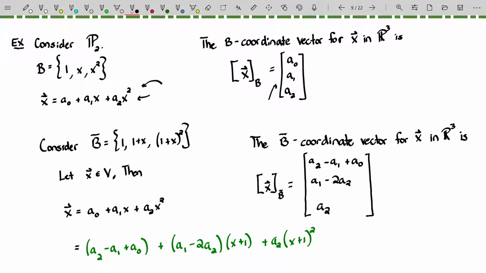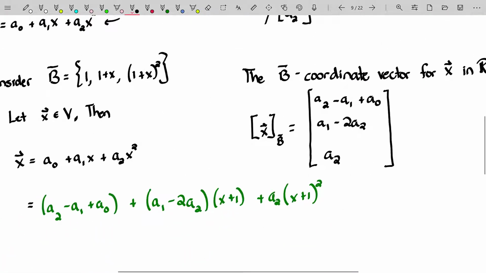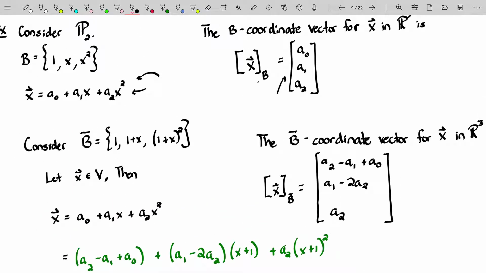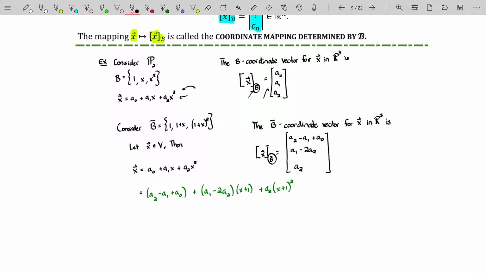This b bar coordinate vector for x in R cubed is the vector comprised of the coefficients of that linear combination. By the way, I hope you noticed there that I actually miswrote this, that b was supposed to be on the outside of the brackets, and same thing with this b bar. So I fixed it.